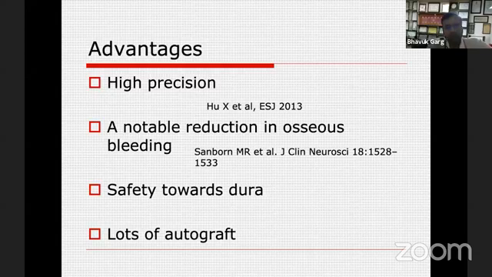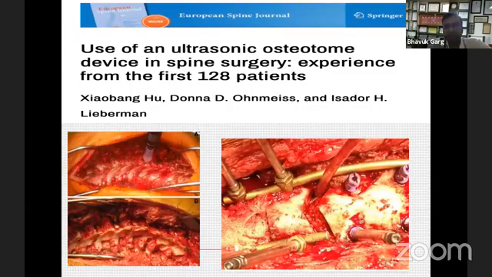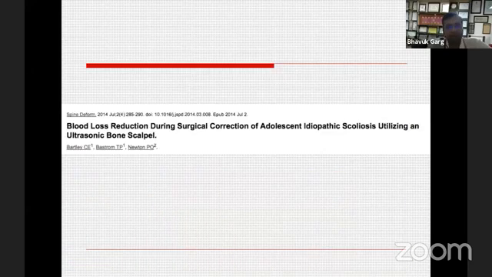And then, as compared to the burr, when a lot of bone debris goes away, you can have a lot of autograft, so you can use it for fusion purposes. This is just a paper which I've taken, and you can see that the shape of the osteotomies is perfect, highly precise. And there is ample literature now regarding blood loss reduction also during AIS surgeries.